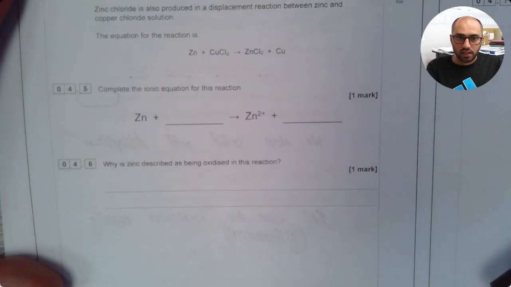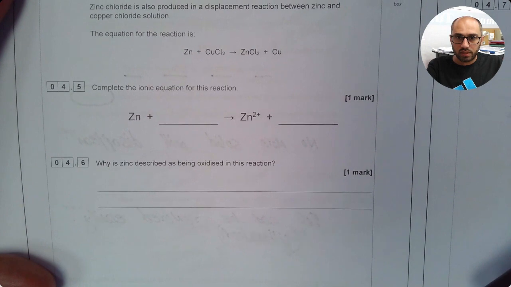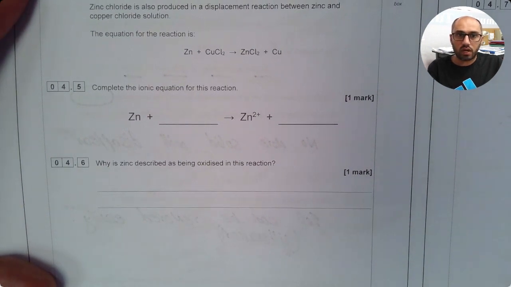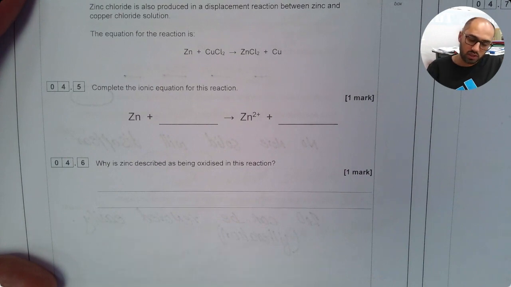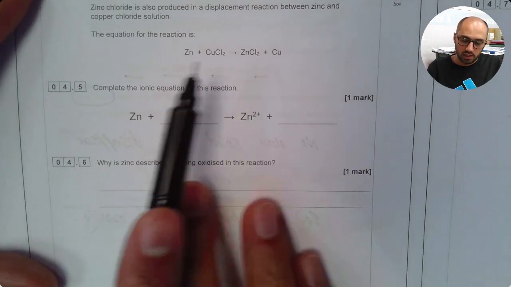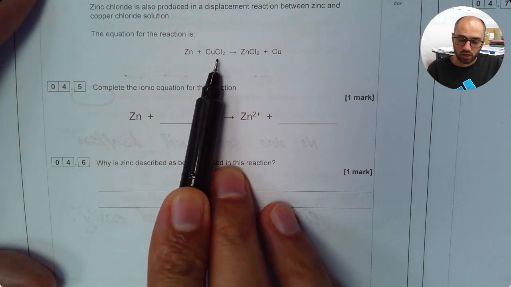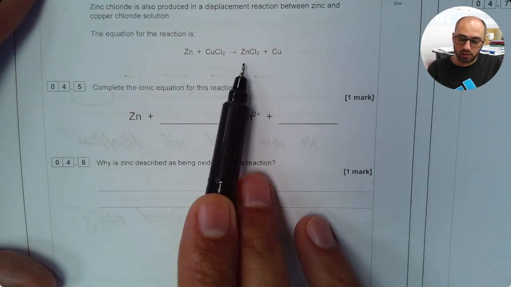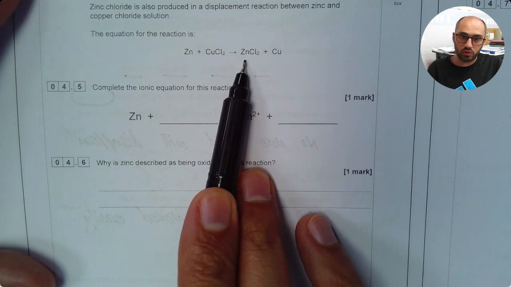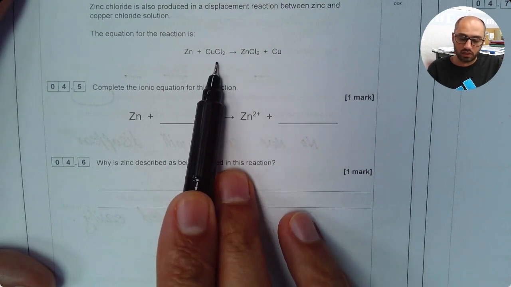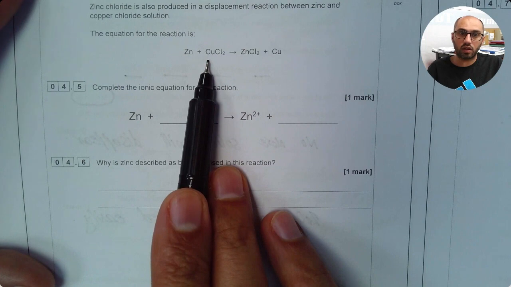It then says zinc chloride is also produced in a displacement reaction between zinc and copper chloride solution. The equation for the reaction is given. So this is a displacement reaction taking place. You add zinc to a solution of copper chloride, and as a result of this, copper comes out as solid. Zinc chloride will become a solution. Now this reaction will take place because zinc is more reactive than copper.